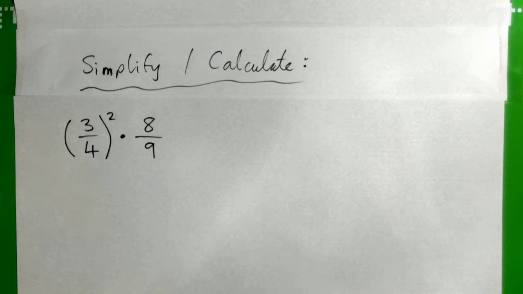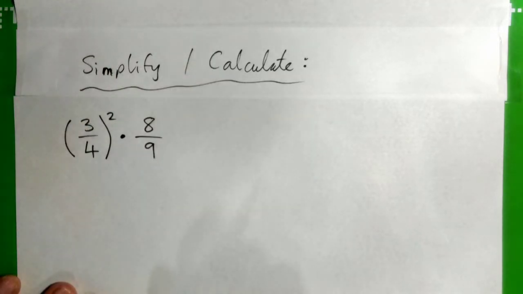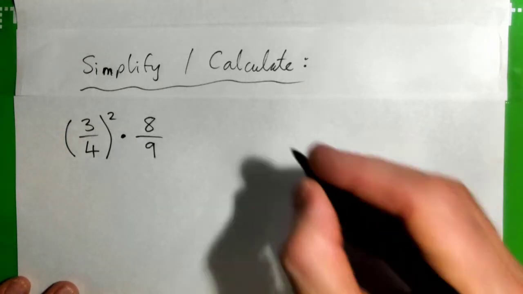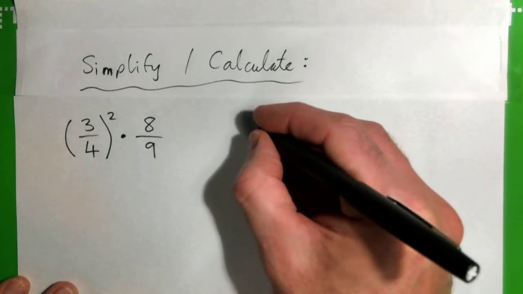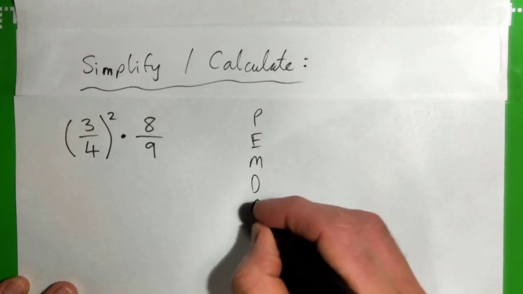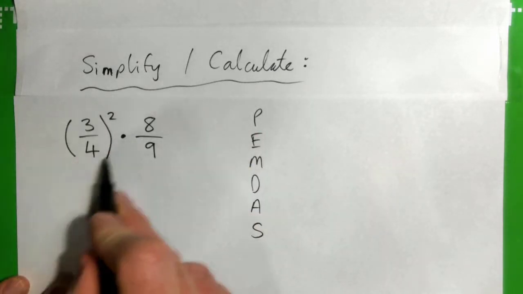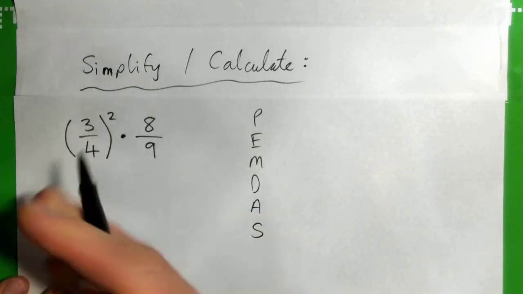We have 3/4 squared, then times 8/9. And we've got to simplify this, or calculate it if you like. Now, it's good to remember the order of operations, PEMDAS: parentheses, exponents, multiply, divide, add, subtract. And it says you do what's inside the parentheses, 3/4, but there's nothing to do inside there.